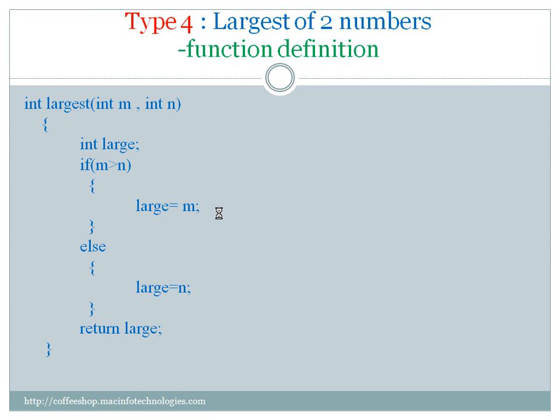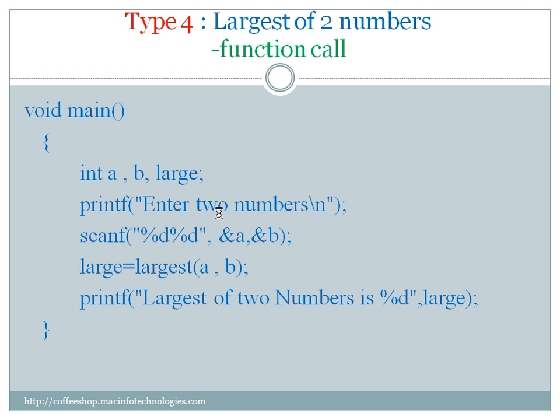So we'll see type 4 example. Type 4 example is largest of 2 numbers. This function calculates the largest of 2 numbers. It will take 2 arguments and return 1 value which is the largest number. So it's a simple logic. If m is greater than n, it will assign m to large and large will be returned. Else if m is less than n, n is assigned to large and large is returned.